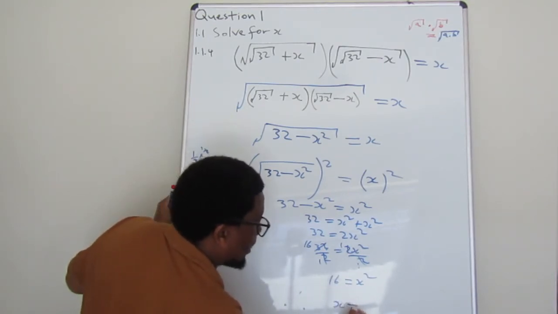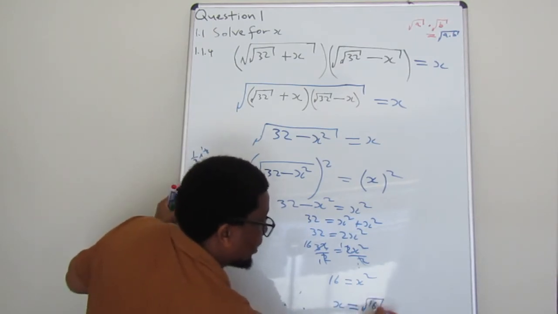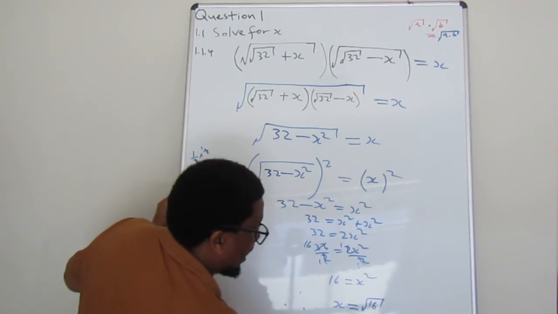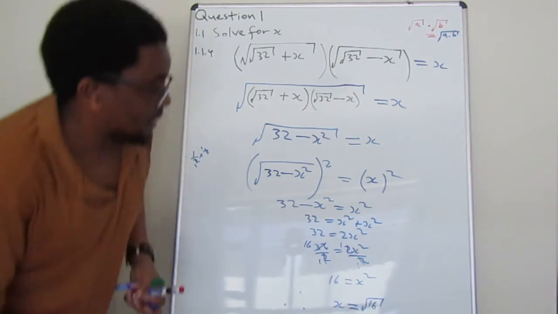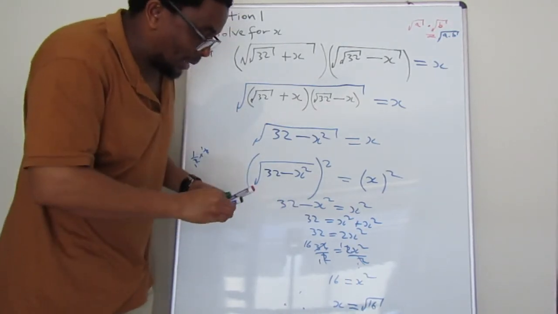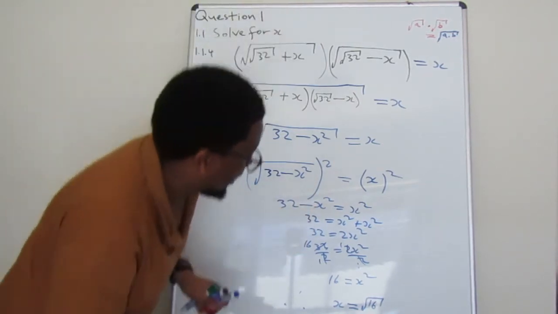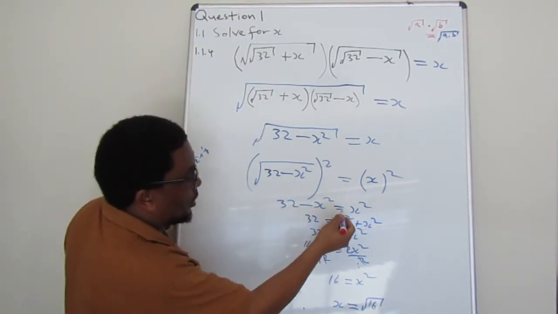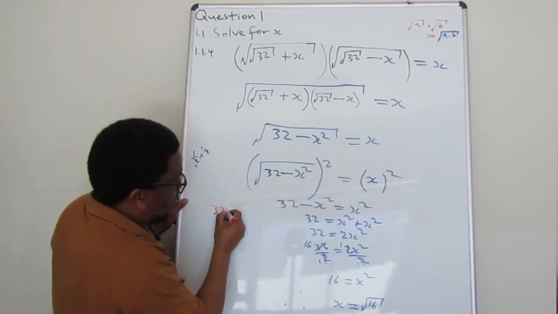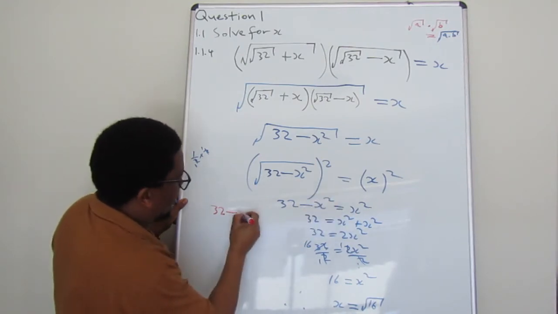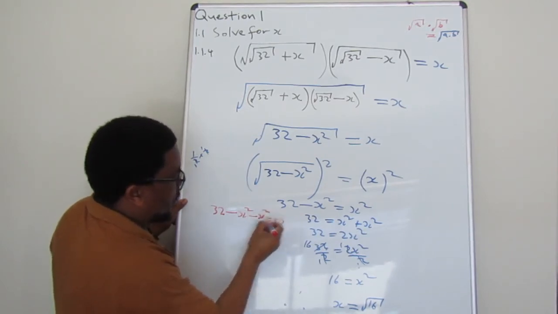Therefore, if I want x now, it is the square root of what? 16, right? Therefore x is equal to plus or minus 4, right? I could have done that. But another student could have done something else here. Another student could have taken that 32 and said 32 minus x squared minus x squared. Bring the other x squared to this side, minus x squared is equal to 0.